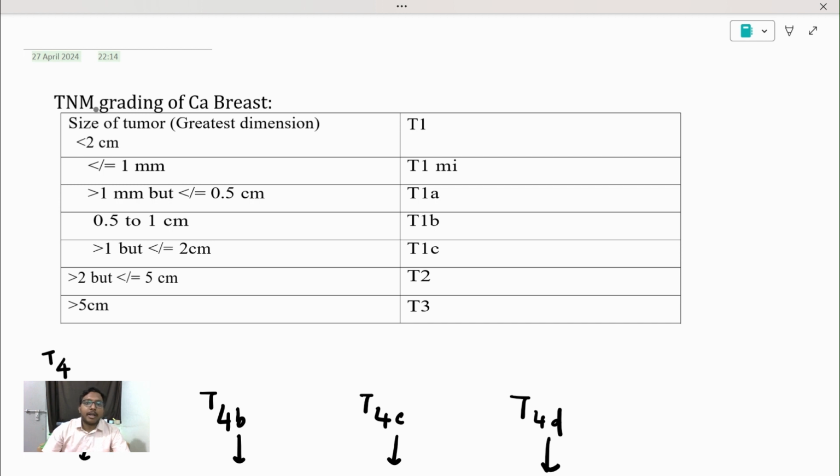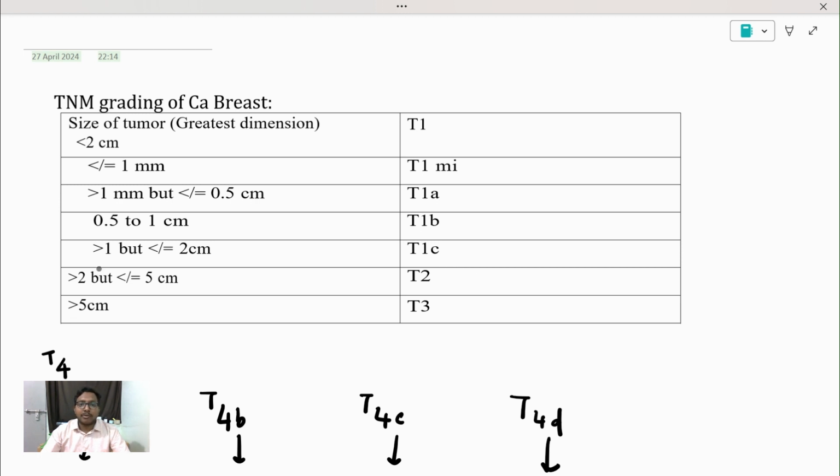Whenever we are dealing with TNM grading, first we need to look at the size of the tumor, the size of the breast lump. If it is less than 2 centimeter, it is your T1. T1 is subclassified into three things. Less than or equal to 1 mm is T1mi. More than 1 mm but less than or equal to 0.5 centimeter is T1a. Then 0.5 to 1 centimeter is T1b. More than 1 but less than or equal to 2 centimeter is T1c.